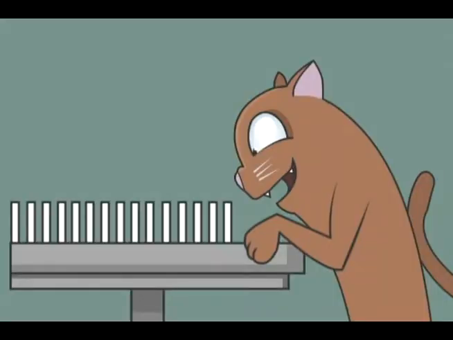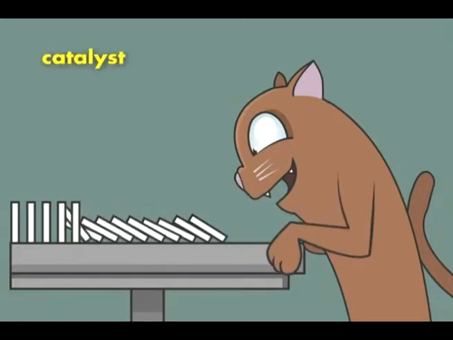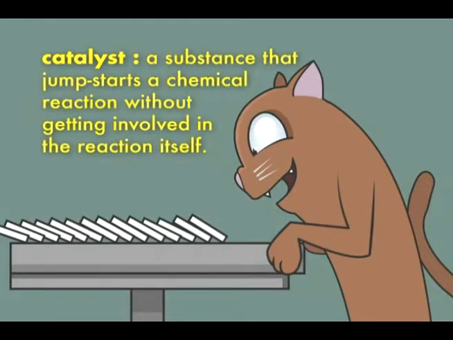And one more thing. Sometimes a reaction needs some help getting started. So, chemists use a chemical called a catalyst to get the party going. A catalyst is a substance that jumpstarts a chemical reaction without getting involved in the reaction itself. Catalysts are super important. In fact, your body is full of catalysts called enzymes. They make sure your body takes care of all kinds of processes that wouldn't happen fast enough without them. If you can sit there and watch this video, think an enzyme.